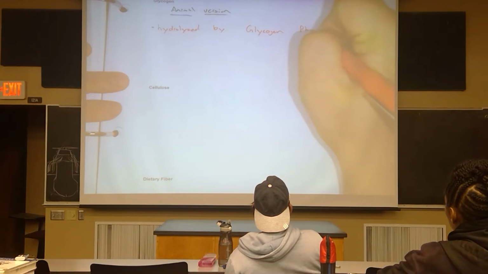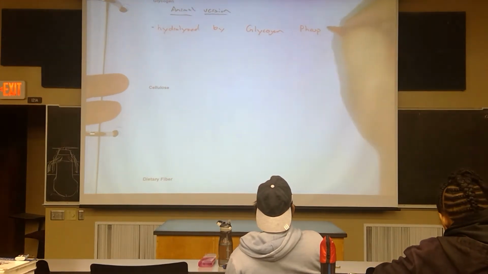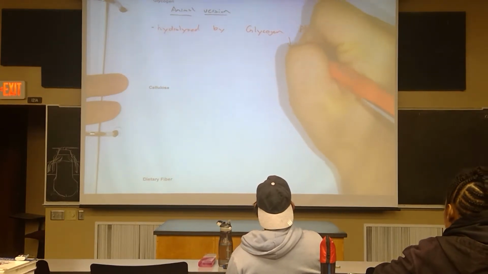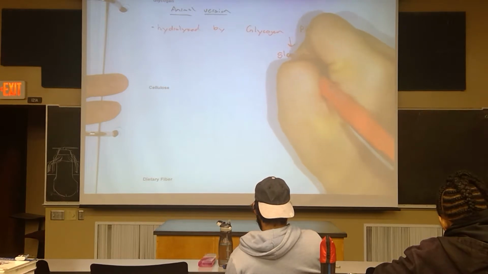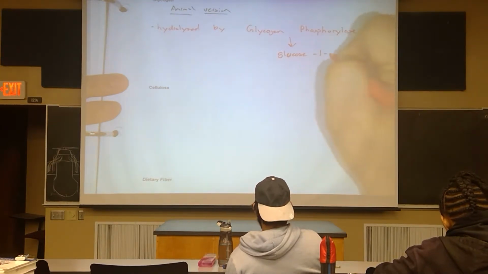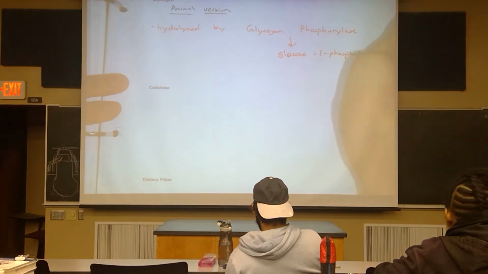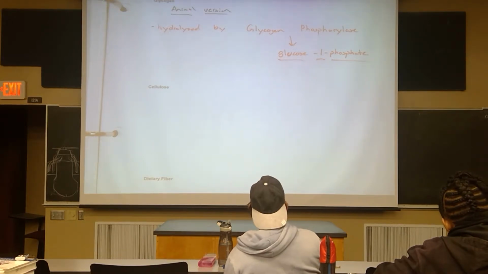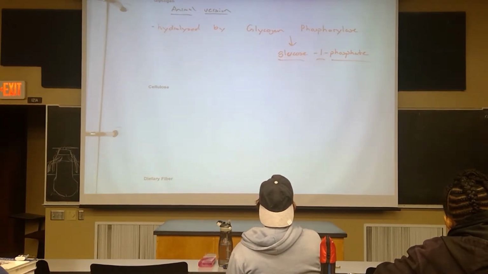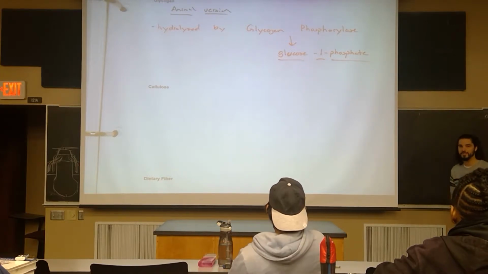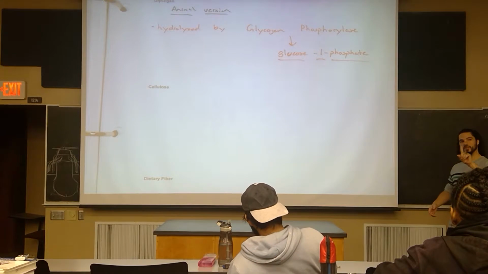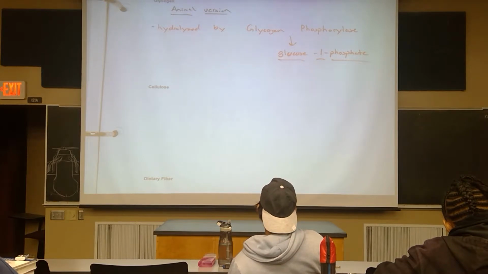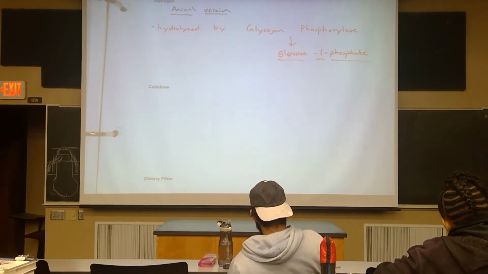Glycogen phosphorylase produces glucose 1-phosphate. You should know that it produces glucose 1-phosphate. We'll talk more about this later, but you should know that glycogen phosphorylase directly produces glucose 1-phosphate. That's going to come into play later on. Glycogen phosphorylase, glucose 1-phosphate.